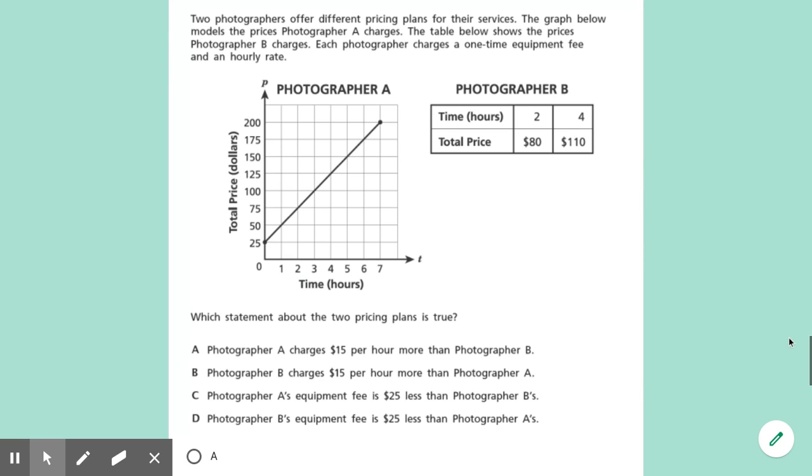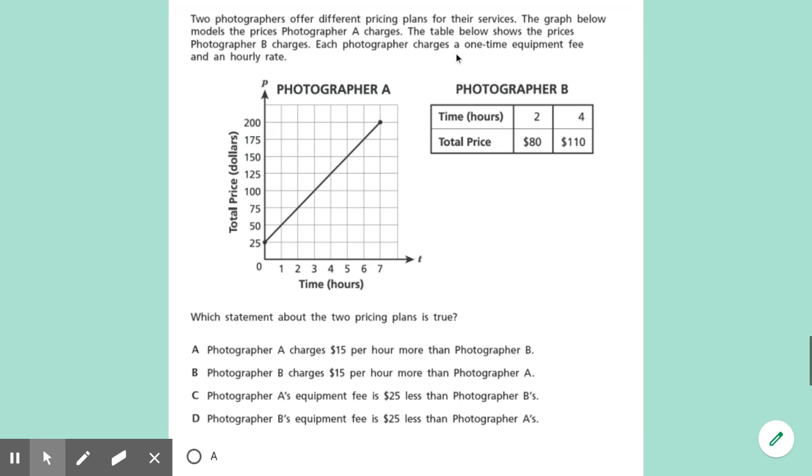Okay, question 5. Two photographers offer different pricing plans for their services. The graph below models the prices photographer A charges. The table below shows the prices photographer B charges. So this is the model for photographer A, and here is the table for photographer B and their charges.